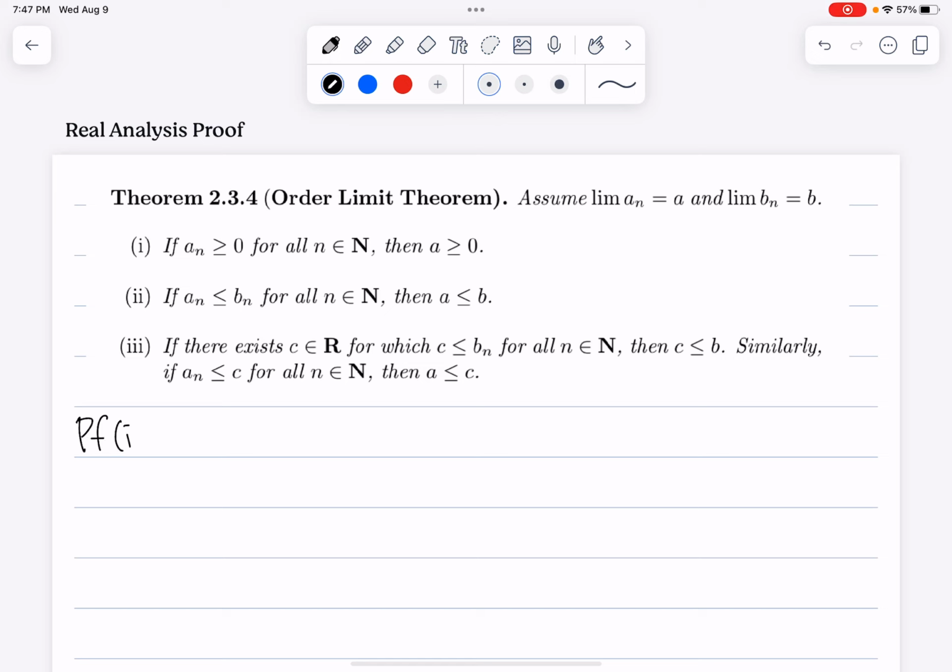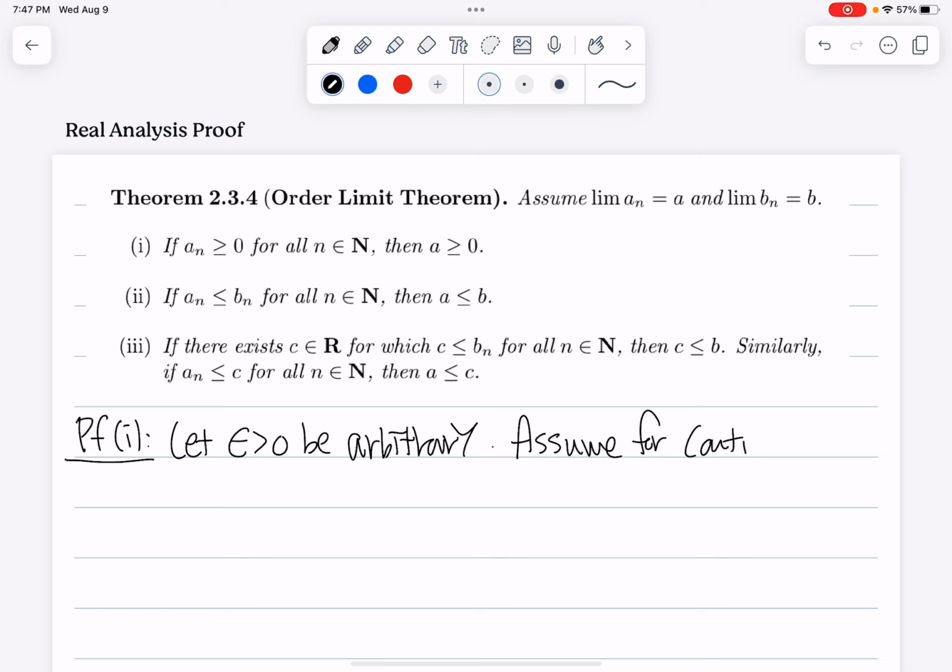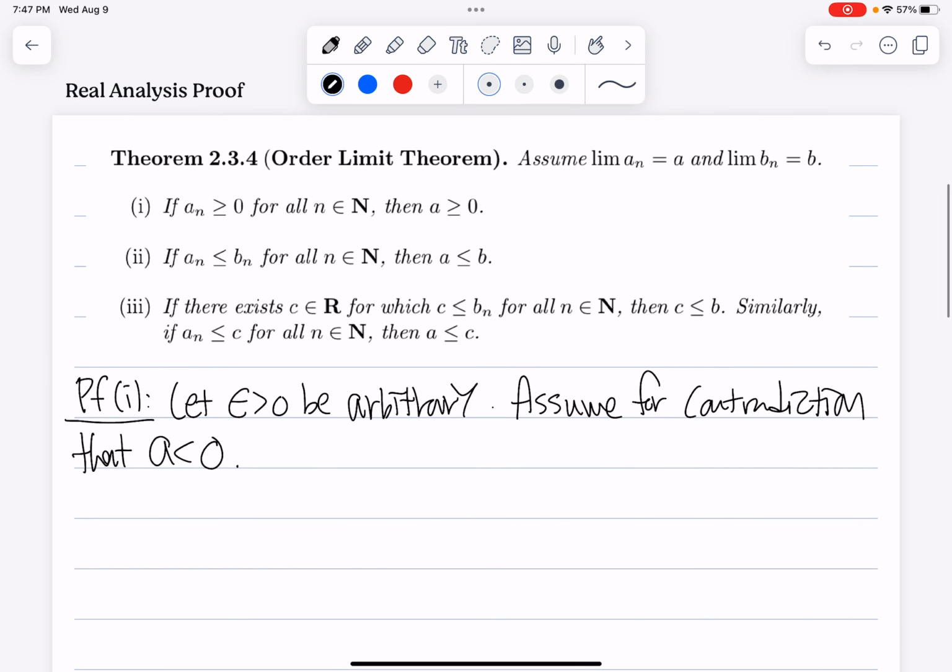The proof of the first part goes like this. Let epsilon greater than 0 be arbitrary. Assume for contradiction that the limit of the sequence an is less than 0. Then what we have in the picture is, let's say this is 0, and the limit a is something less than 0, something like this.